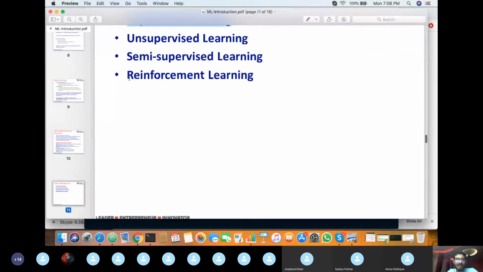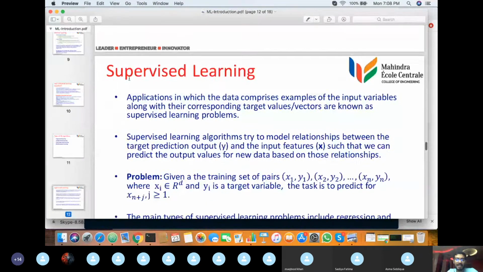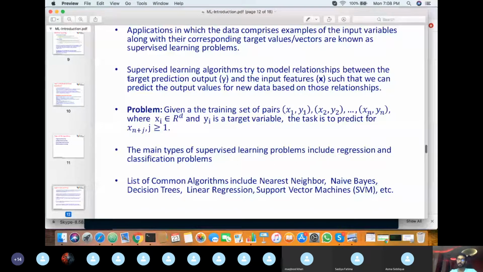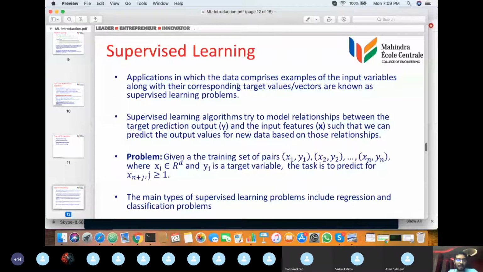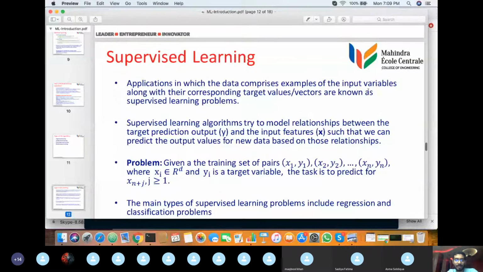So we'll just see exactly what each of these things are in slightly more detail. Okay. So supervised learning is basically applications in which the data comprises examples of input variables along with their corresponding target values or vectors. So that's what I said. We know what exactly our predicted values, our output variables, or our target values are supposed to be. If we know what the target variables are supposed to be, then it becomes a supervised problem.